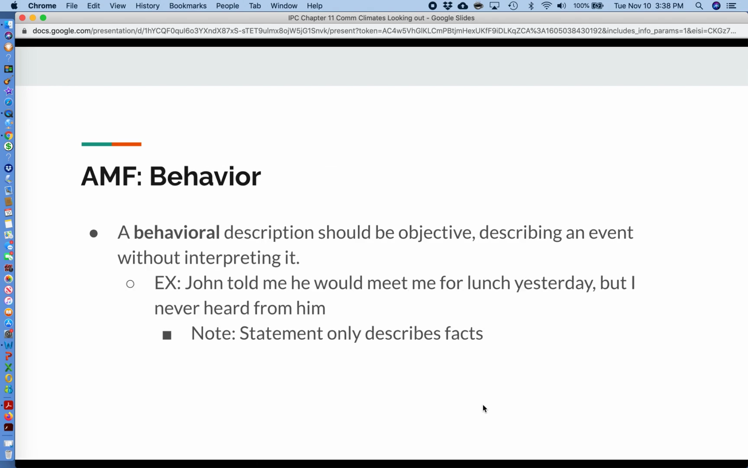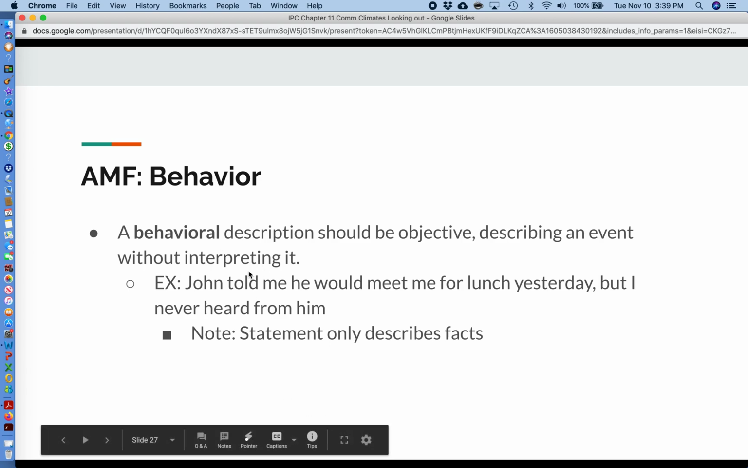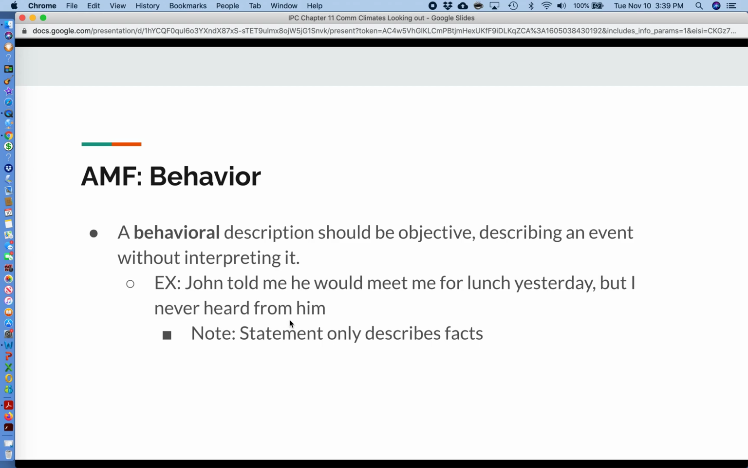The first step in AMF is to provide someone with a behavioral description. What you do here is describe the behavior that's causing the issue. For example, John told me he would meet me for lunch yesterday, but I never heard from him. What I want you to note here is that there's no interpretation in this statement. All you're stating here are facts.